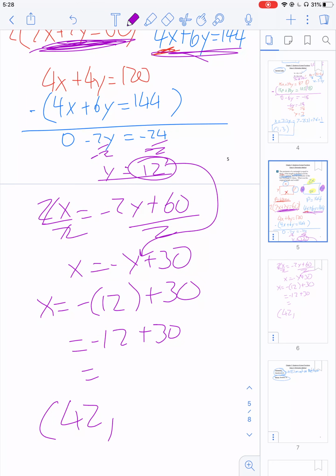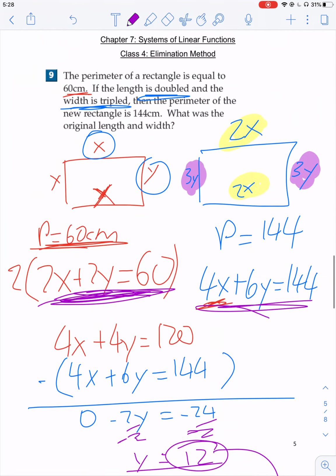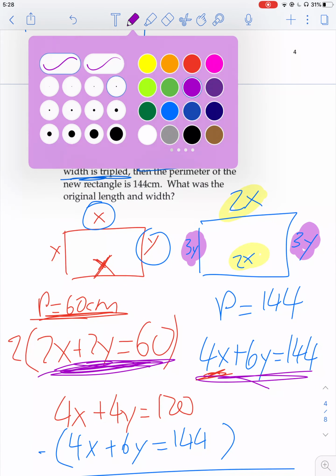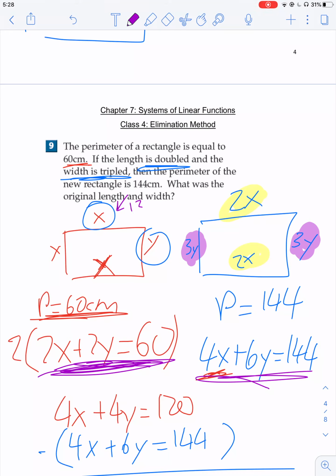So 30 minus 12 is 18. That means x is 18, y is 12. Okay, and then just check if this is the right answer. So this is 12, this is 18, and calculate the perimeter. Does that really give you 60? 12 plus 18 plus 12 plus 18 gives me 60, and then do the same thing over here.